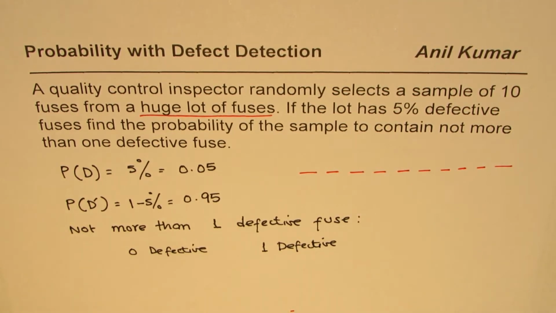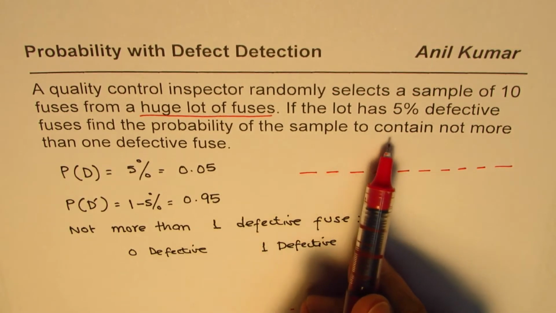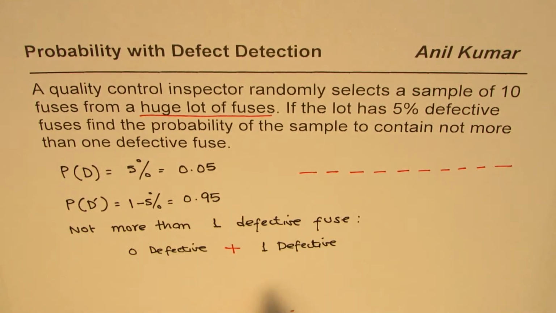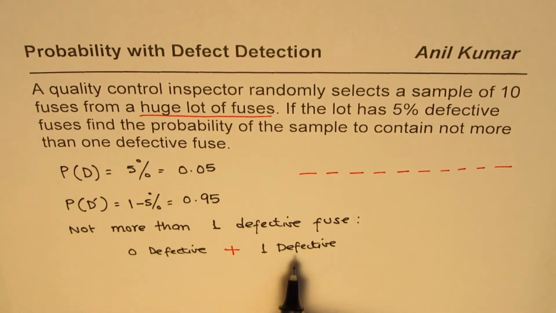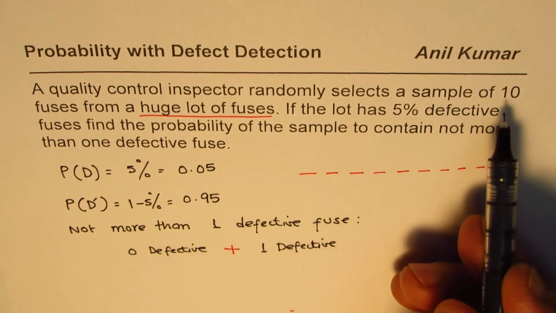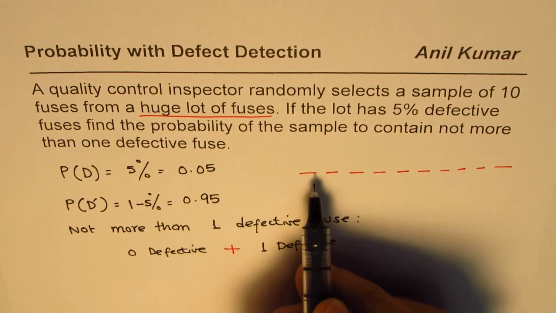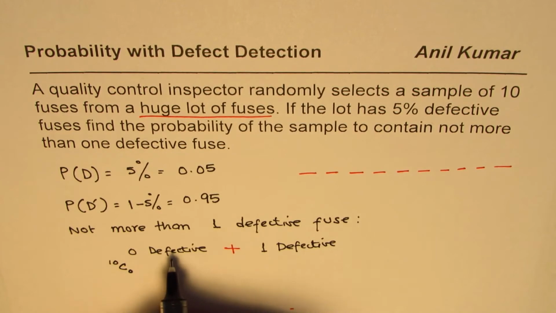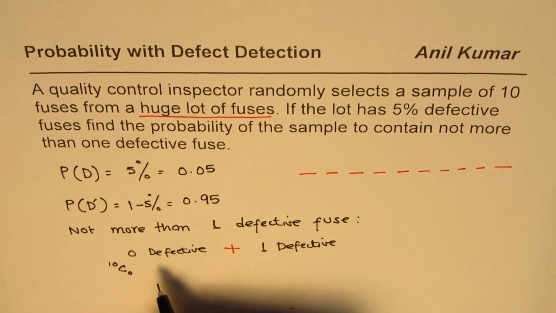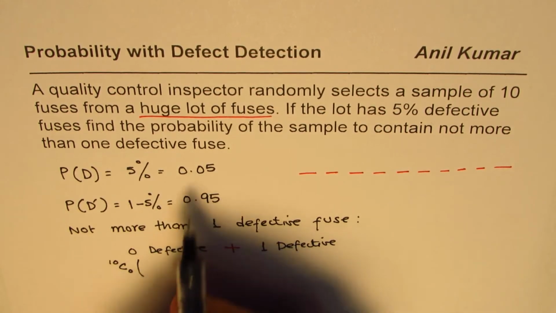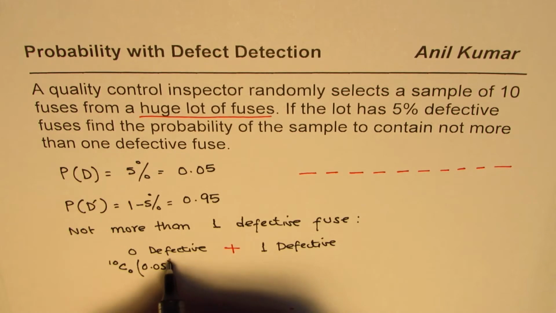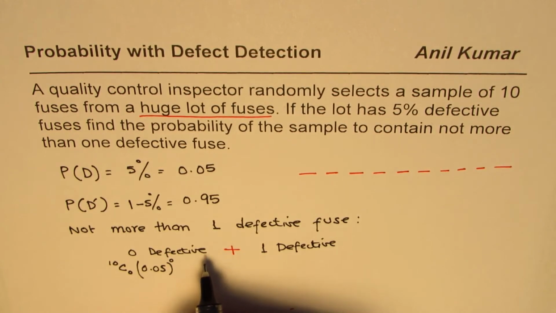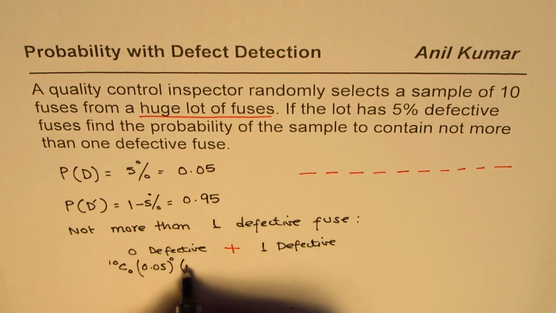So now, what is the probability of the sample to contain not more than one defective? So it's either these 0 or 1. So we'll add them. So let's find the probability. For 0 defective, that means from a sample of 10, none of them is defective. So that means all good have been selected. So probability for that is, we are selecting 10. We do not select any defective fuse. So if we do not select any defective fuse, the probability is 0.05 to the power 0. On the other hand, we select all good pieces. So all 10 are selected as good pieces. Probability of each is 95%.